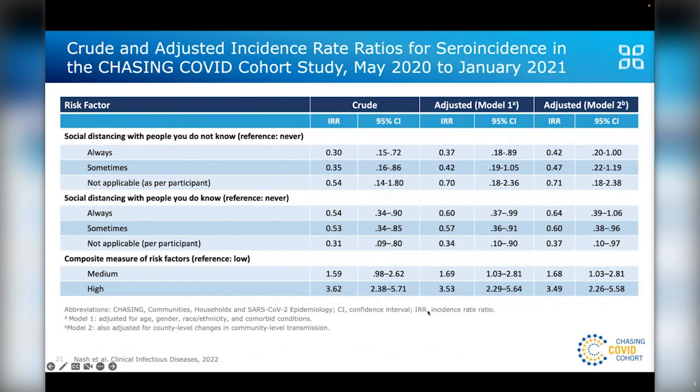And so here we can see the additive effects of multiple risk factors on seroincidence during the pre-vaccine phase of the pandemic. So higher risk groups had nearly 4 times the risk of seroconversion compared to those that were in the lower risk category, and those with medium risk were in between.